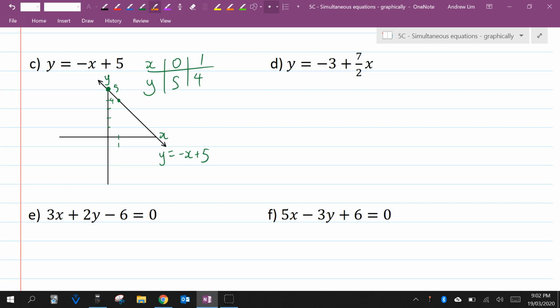Question D. Now this might look really weird to you because we're always used to y equals mx plus b. So what we can do is rearrange the equation to make it y equals mx plus b. Here's our b, here's our mx. Here I've circled that 7 over 2 is positive, so I've kept it positive. Here we've got minus 3, so I've kept it as minus 3. And now we can just do our x, y, 0 and 2 now, because the denominator is 2. So when x is 0, y is minus 3. When x is 2, y is 7 minus 3, which is 4.